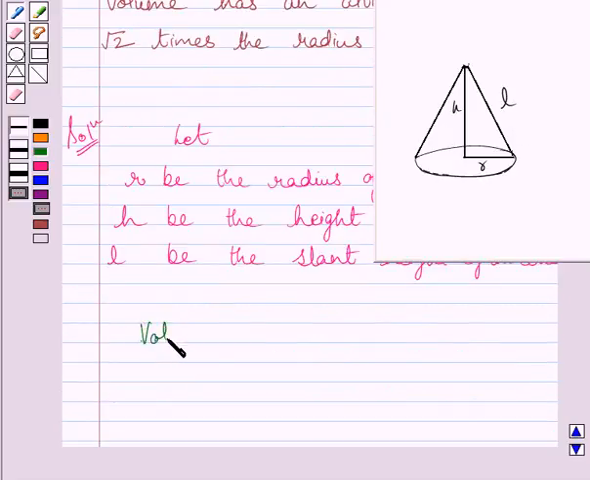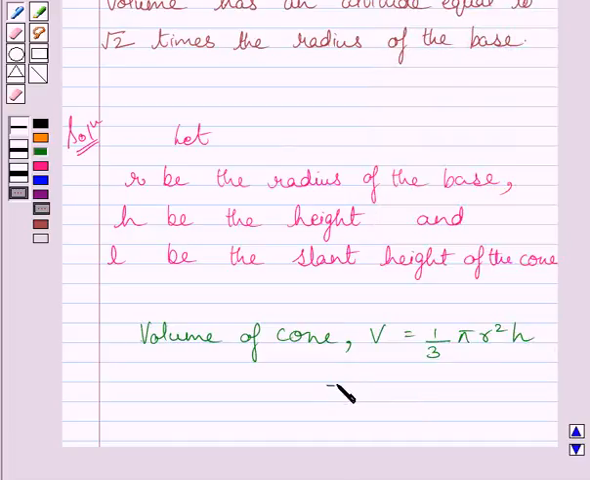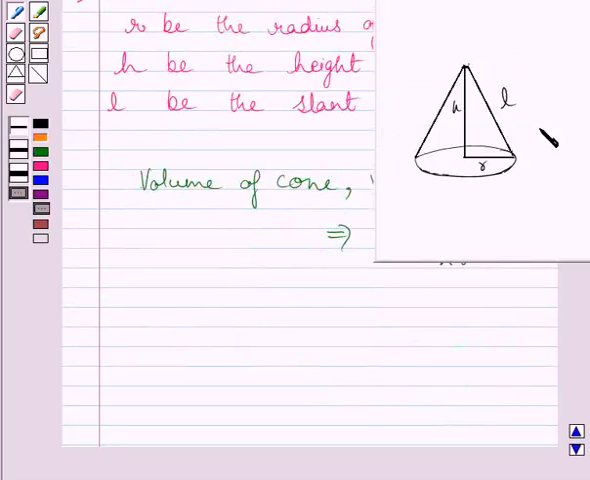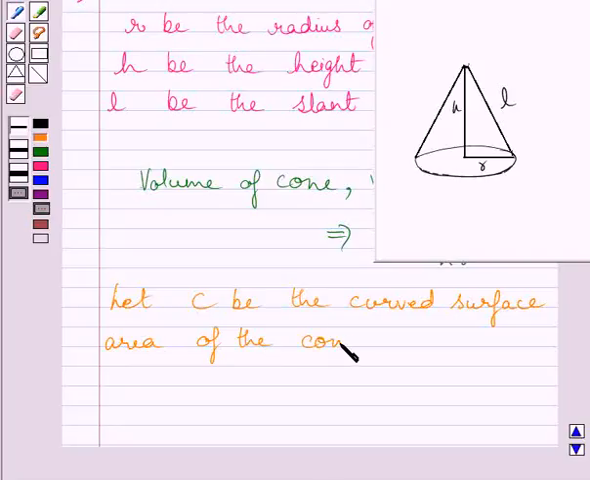Now volume of the cone, that is V, is equal to 1 upon 3 pi R square H. Now this further implies H is equal to 3V upon pi R square. Now let us assume that C represents the curved surface area of the cone. Curved surface area of the cone, that is C, is equal to pi RL.